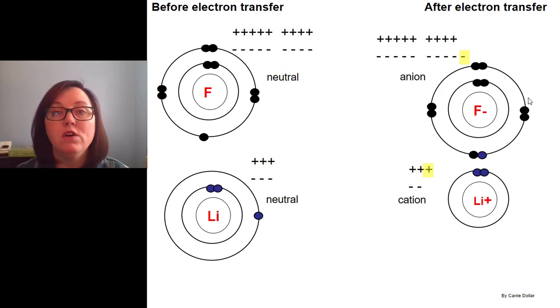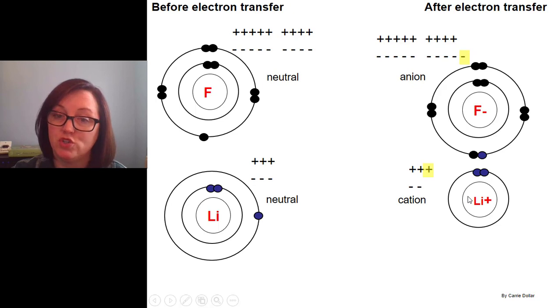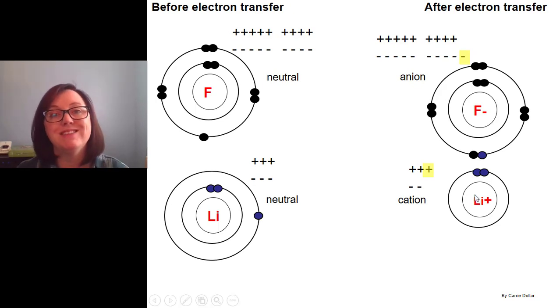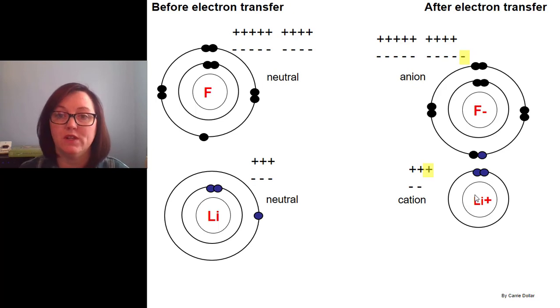But in the process, they've also become charged because don't forget, the fluorine gained this electron, so now it has 1 more negative charge than positive charges. It has 1 more electron than protons. So it still has 9 protons. The number of protons here did not change, but the number of electrons did. So now fluorine has a negative charge. It's an anion. Lithium still has 3 protons. The number of protons didn't change, but it did lose an electron, right? So now it has more protons than electrons, so lithium has a positive charge. Okay? So that's what makes the ions develop when we transfer the electrons.